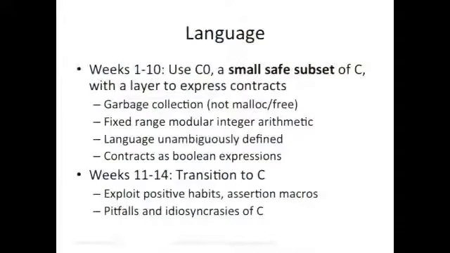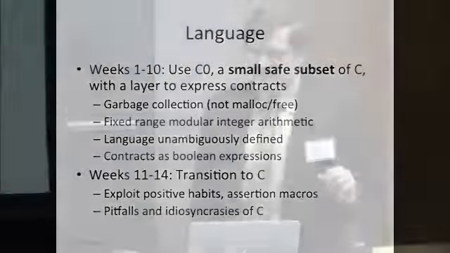Now, in order to make this work, what I needed to do is design a new language, and we call that C0, which is a small safe subset of C, but extended with a layer to express the contracts, the pre and post conditions for function and the loop invariants. So because it's a small safe subset, it can be garbage collected, so you don't have to worry about problems with memory management. We have only one type of integer, so you don't have to worry about conversions between them.